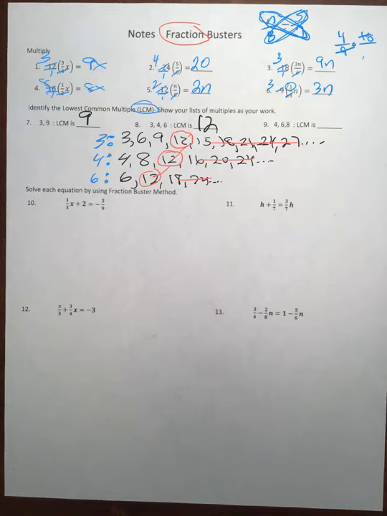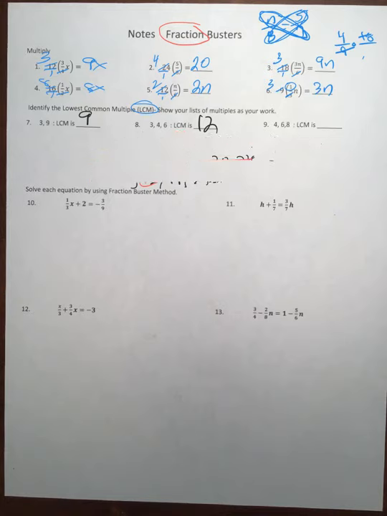So let's look at the next one. We want to find the LCM of 4, 6, and 8. So we are going to make a list of multiples of 4, multiples of 6, and multiples of 8. When we're counting by 4s, that would be 4 and 8. Count another 4 would be 12 and 16 and 20 and 24 and 28 and so on and so forth.